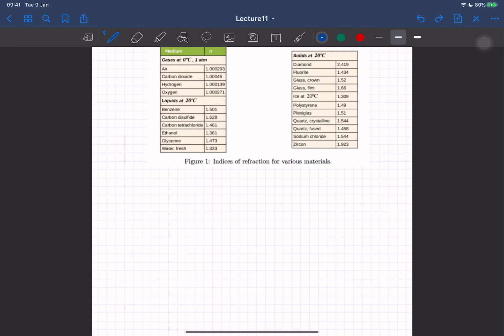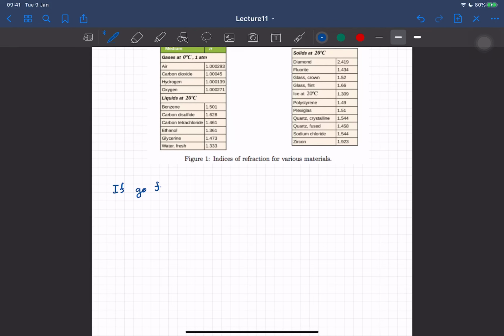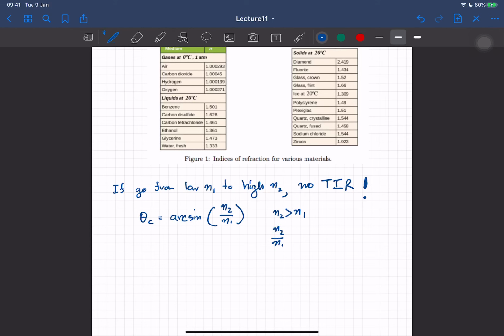I'll just go to the next page. So if you go from low n1 to high n2, there is no total internal reflection. Okay, and again, it's because the critical angle is the arc sine or the inverse sine of n2 divided by n1. Okay, so if you have low n1, that means n2 is larger than n1. So that means n2 divided by n1 is larger than 1. But sine of any angle cannot be larger than 1. It just doesn't work. So when you calculate arc sine of something which is larger than 1, your calculator gives you error. It's because there's no such an angle that gives you that.